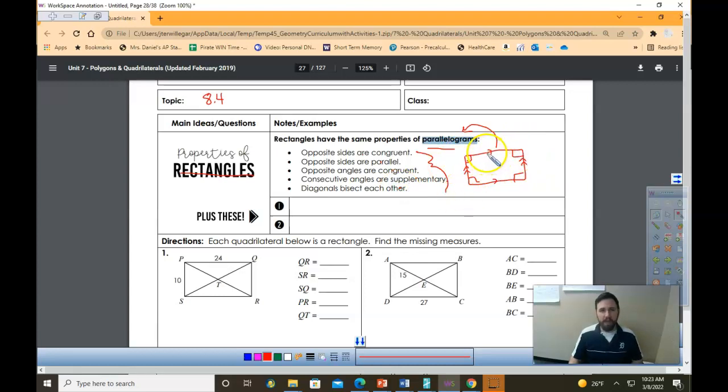I'm not going to spend time on that because that's all the same, but we're going to add two more. We're going to add that all four angles are right angles. So if they're all right angles, they're all 90 degrees. The other thing we're going to add is our diagonals not only bisect each other, but now my diagonals are congruent.